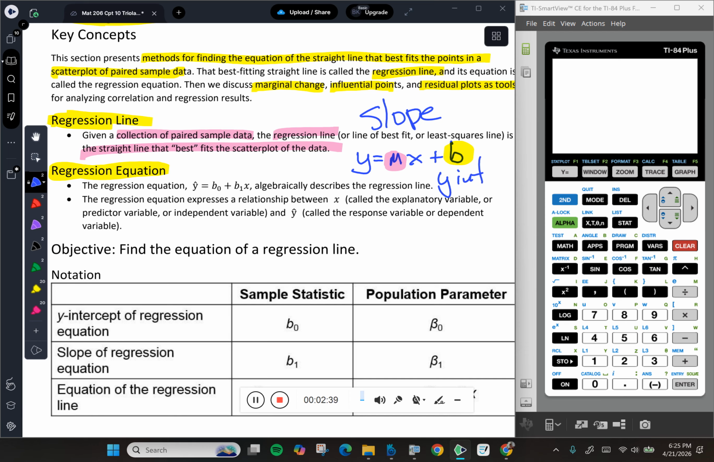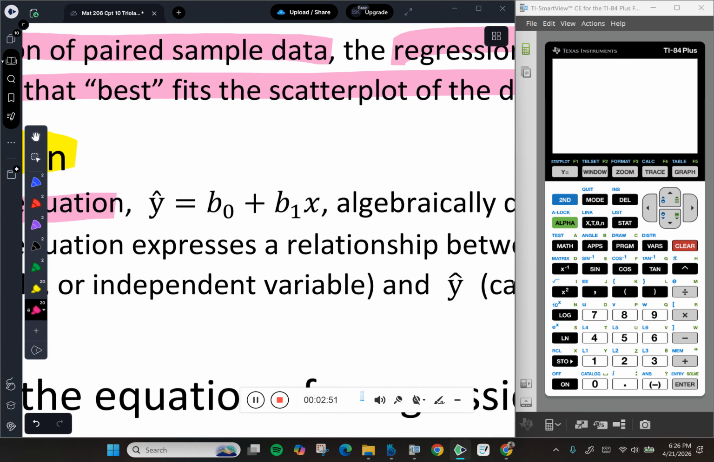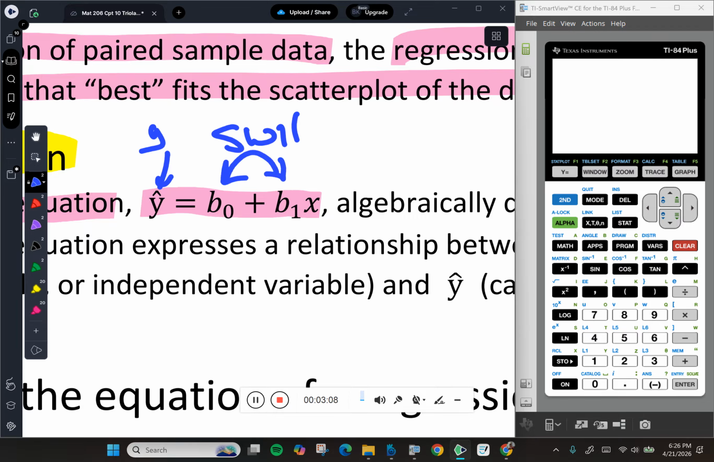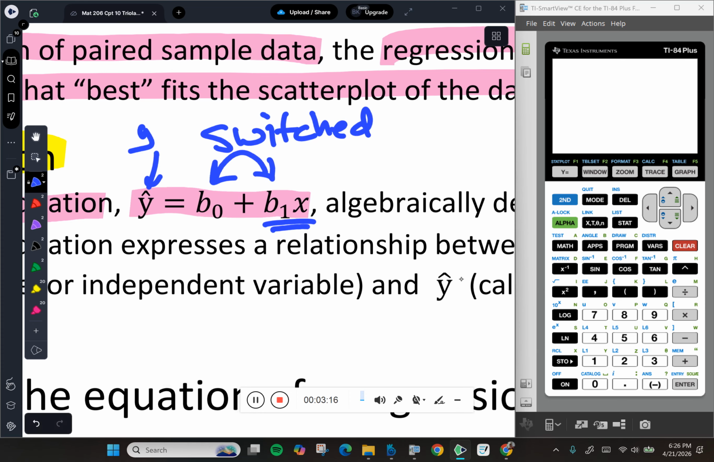But suddenly, because this is a stats class, we've got to mess things up. And we've got to say, no, we're fancy, we're stats. So the regression equation is now going to be this monster. We're going to say that y hat equals b sub 0 plus b sub 1x. Well, first things first, y hat is just y from the equation. And did you notice that these two were switched? The x term is normally written first, and the constant term is normally written second.